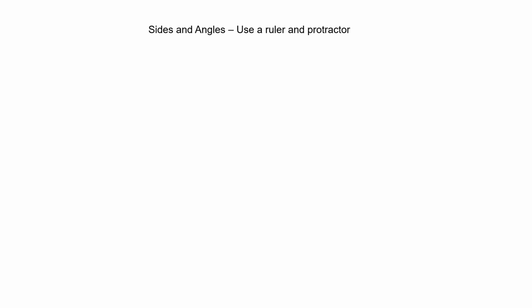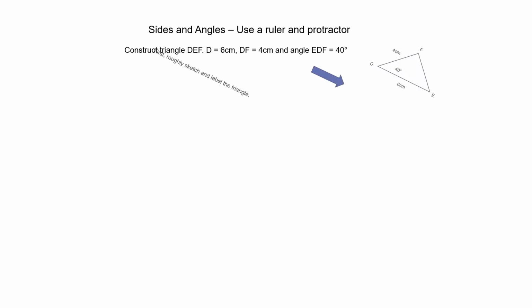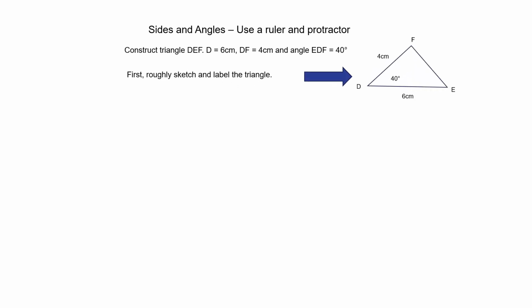Sides and angles. Here you use a ruler and protractor. Let's look at an example. Construct triangle DEF. DE equals 6 centimeters, DF equals 4 centimeters, and angle EDF equals 40 degrees. First, roughly sketch and label the triangle.